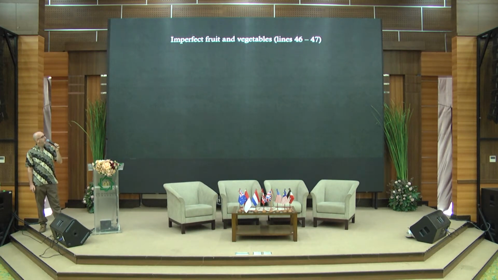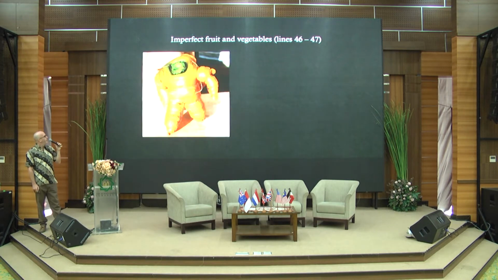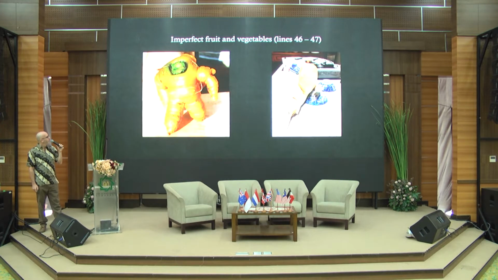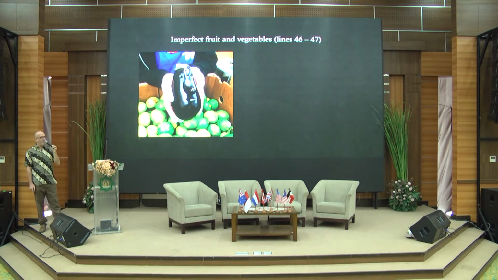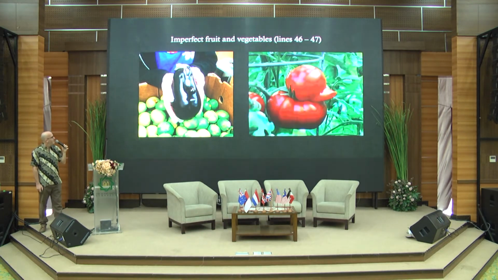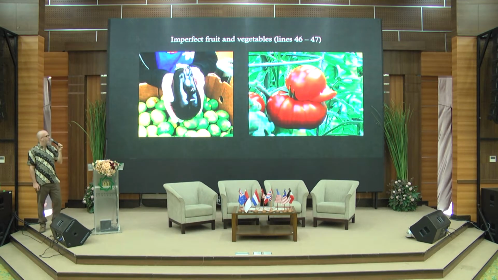It also mentions imperfect fruit and vegetables, lines 46 and 47. And I found a little carrot that looks like a spaceman. There's a slightly sexy looking horseradish. There's a funny looking aubergine and a tomato that looks like a duck. Not very academic, but it's always nice to have a little bit of light relief.